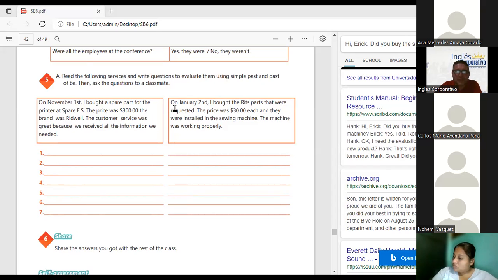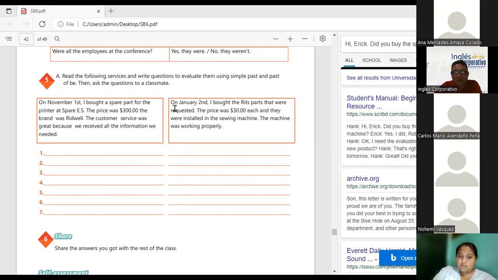The price was $30. Was the machine working? Yes, it was. How much was the price of the spare part? What was the brand of it? Very good. How many spare parts did you purchase? I did purchase one part. Very good. What brand did you buy? How was the customer service at Spare? Service was great because we received all the information we need.